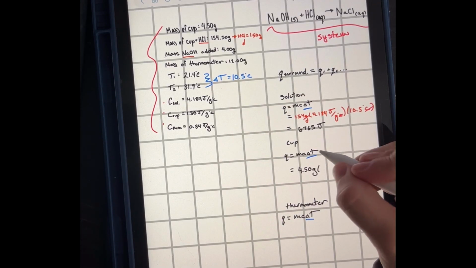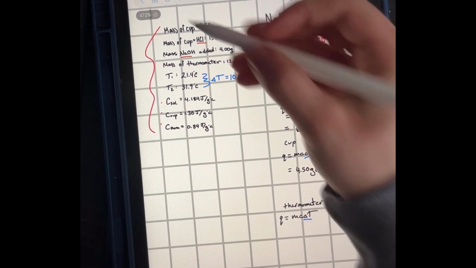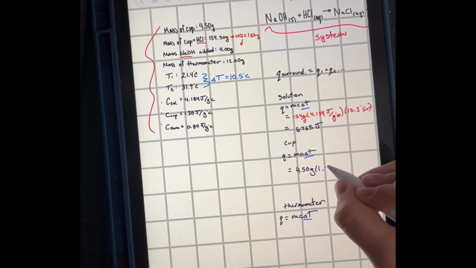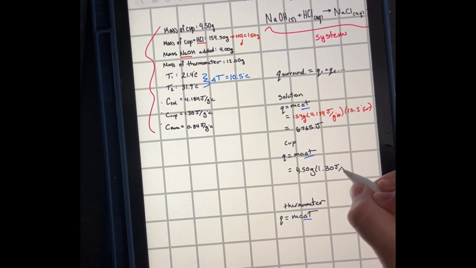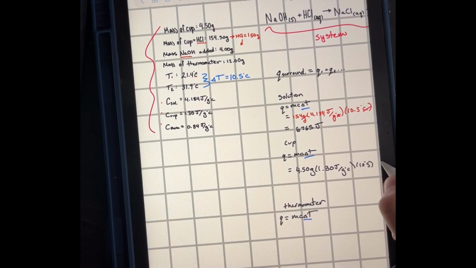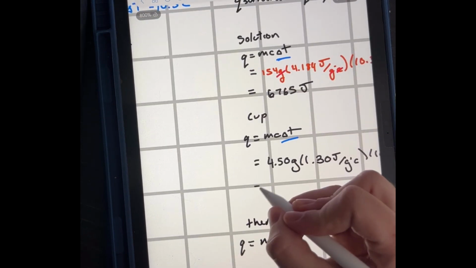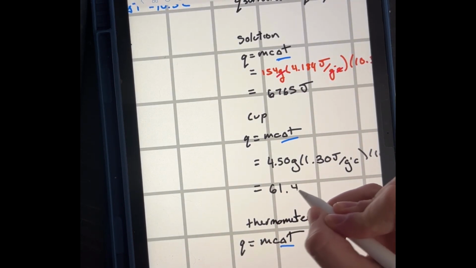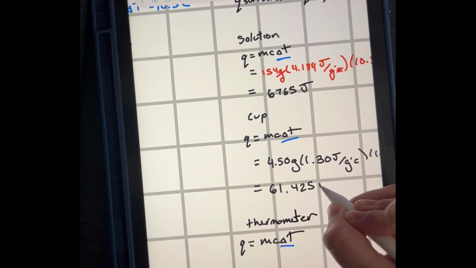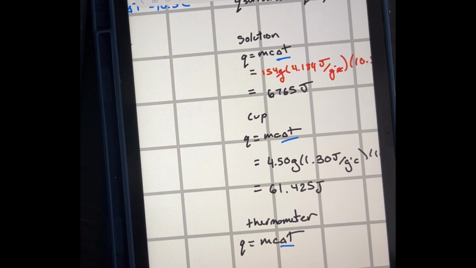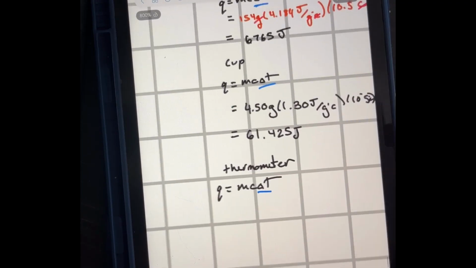Our C is, oh my gosh, 1.30 joules per gram per degree Celsius. And then our temperature change is... So we have 4.5, 1.3, 10.5, and we end up with 61.425 joules, which seems low, but it's also the cup, so makes sense.